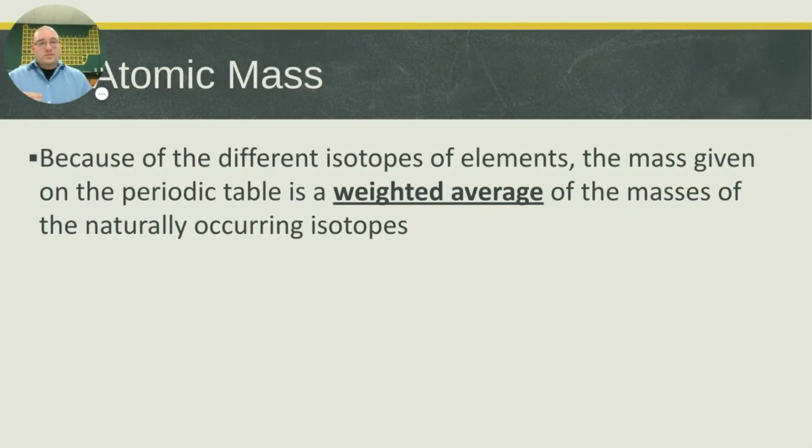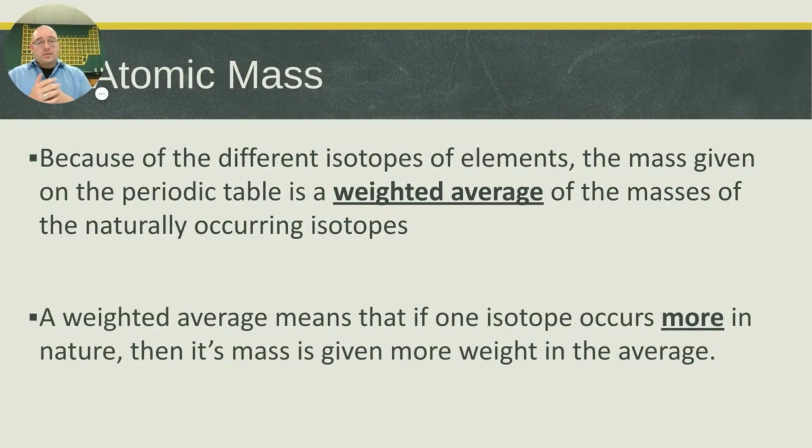All right. For the different isotopes of the elements, the mass on the periodic table is a weighted average because some isotopes occur more, they're more abundant. There's more of them. So hydrogen 1 makes up the majority of all hydrogen in the galaxy and in the universe. And so therefore we give it a weighting in its average. Now you should be familiar with weighted averages because it means one thing occurs more or has more weight. It matters more. That's why we give them a weight. Weighted average means that one isotope occurs more, so its mass is given more weight in the average.